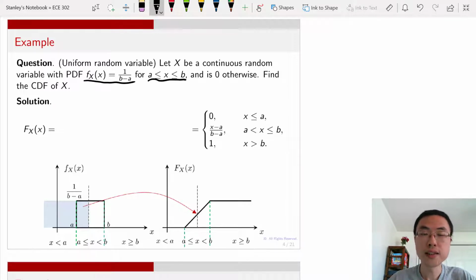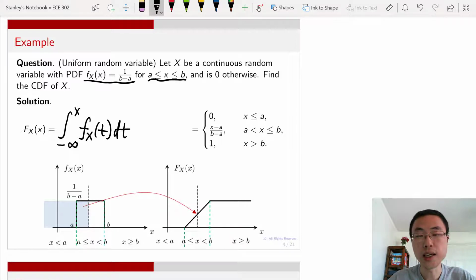So how do we do that? Well, we know that the CDF, this F_X, is the cumulative sum of the PDF. By cumulative sum, we mean that we want to integrate from minus infinity all the way to the point x where we're interested in. So the definition of this F_X is the integration from minus infinity to x of f_X(t) dt. Again, this t is just a dummy variable for the integration. After the integration, the t will be gone.